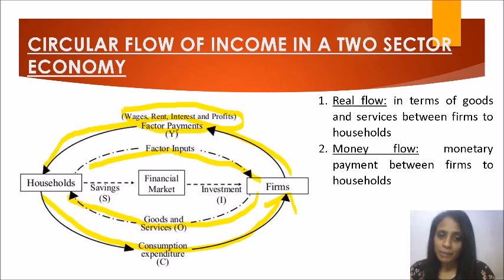The factor payment given by the firms to the household for the factor services is money flow, and the consumption expenditure spent by the household to the firms is also money flow.